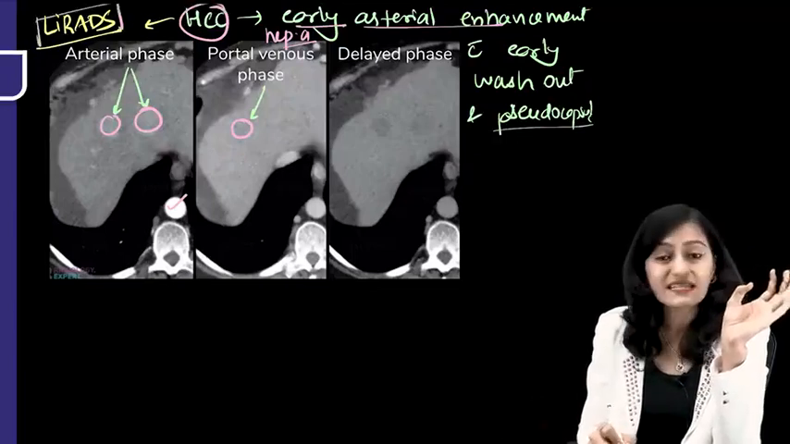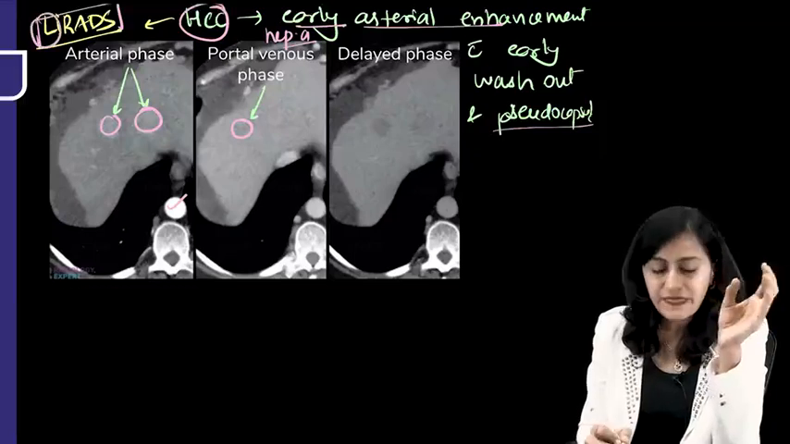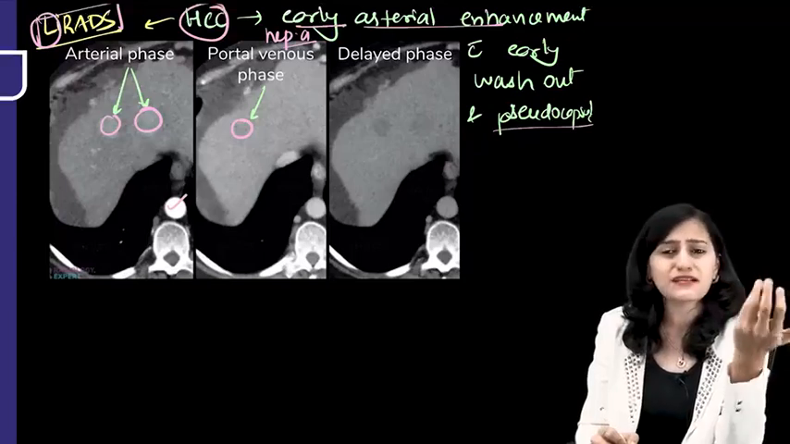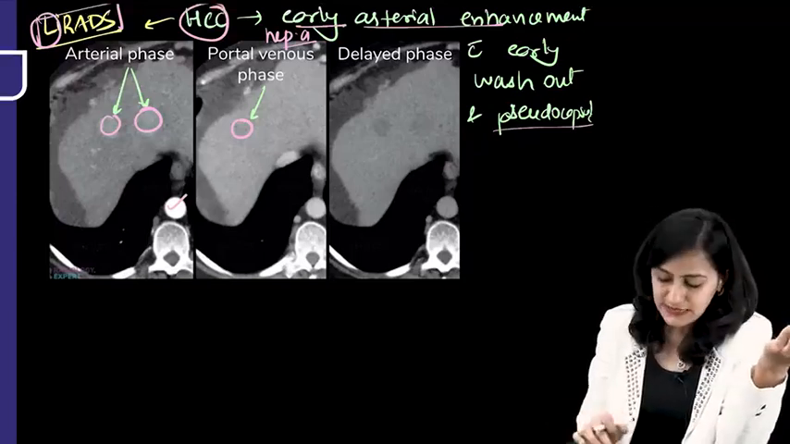And remember, we use LIRADS. LIRADS is for liver lesions. It gives the probability of the lesion being HCC in the background of cirrhosis or hepatitis B.